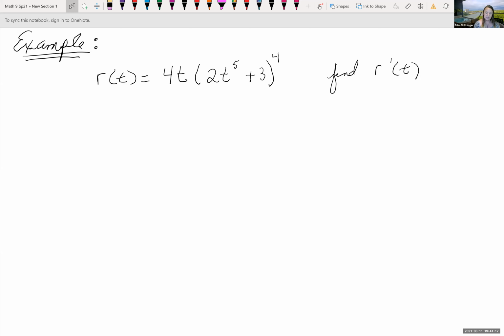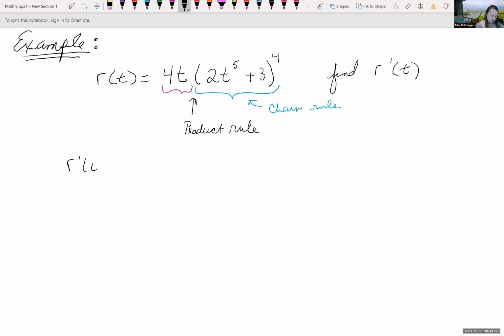I notice that I can think of this as a product. I can think of the first function as 4t, and I can think of the second function as this parentheses raised to the 4th power. So I'm going to need to use the product rule. And within that product rule, I notice that I'm going to need to use the chain rule. So let's just write out how to do that.